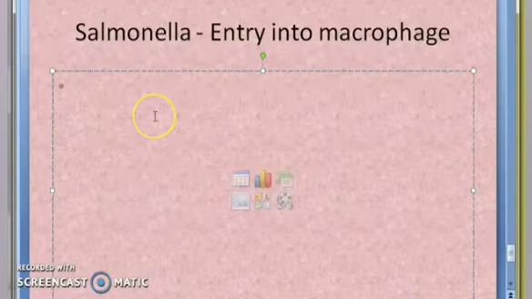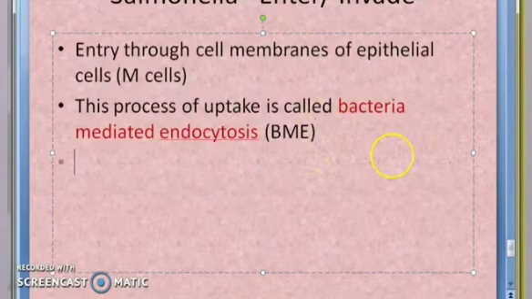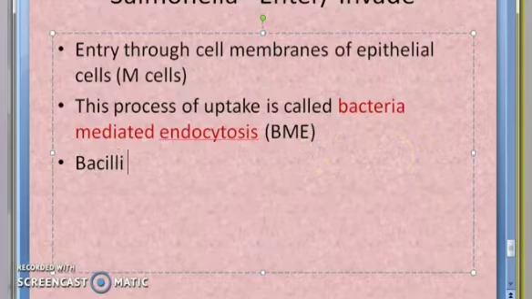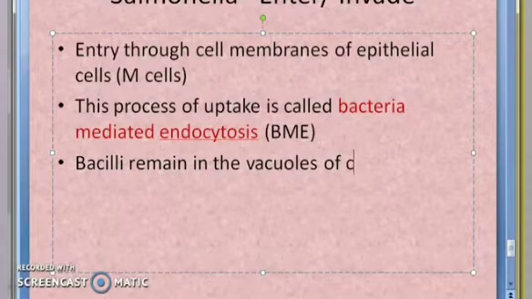Now what happens, the bacilli, they remain in the vacuoles of the cytoplasm. Okay, let me write here. After the endocytosis, the bacilli remain in the vacuoles of cytoplasm. Okay.